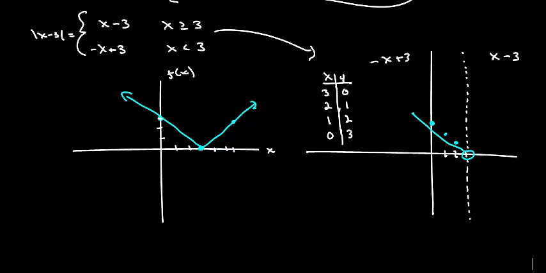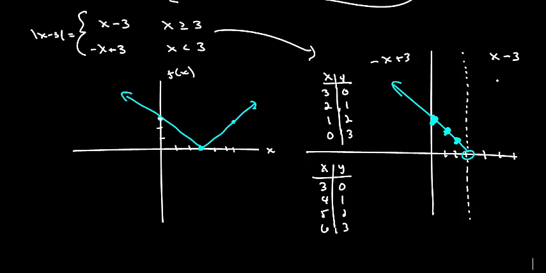Let's redraw that a little bit better. I don't think it's a lot better, but you get the idea. We'll just make the dots bigger. Now what about the other side? For the other side, I'm going to do the chart right here. When I plug in 3, I get 0. When I plug in 4, I get 1 out. When I plug in 5, I get 2 out. When I plug in 6, I get 3 out.